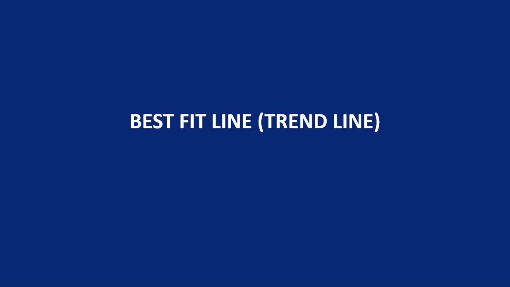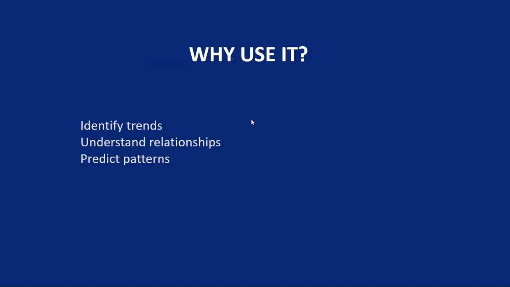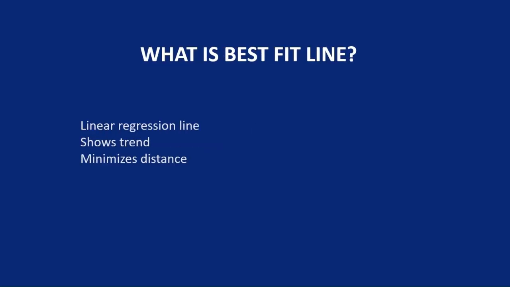Let's talk about how to find trends in your data using Power BI. Instead of just looking at scattered data points, what if you could see the overall direction? That's where the best fit line, also known as the trend line, comes in. So, what is a best fit line?